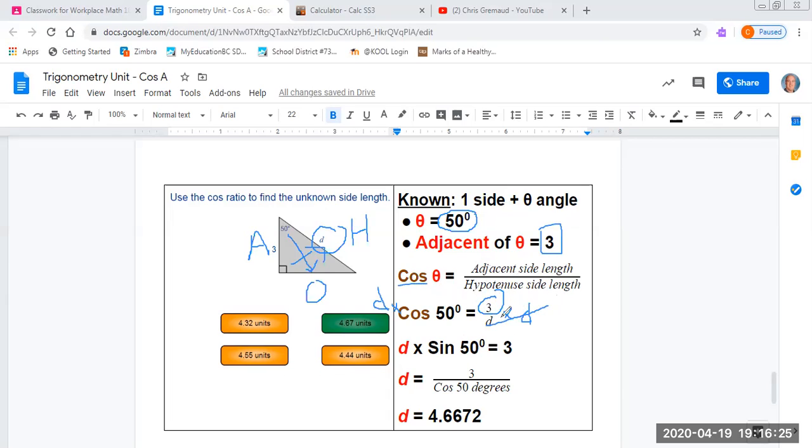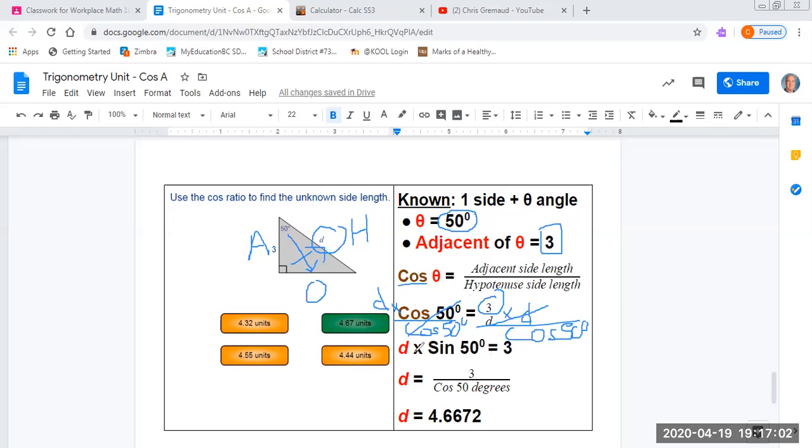We're going to multiply by D on both sides. This will cancel out these 2 D's, and we have D times cosine of 50, but we want D by itself. So to get the cosine of 50 over on the other side, we have to divide both sides by cosine of 50. That's why we end up with cosine of 50 on both sides, and that's why we end up with 3 over cosine of 50, because these cosines cancel out. 3 over the cosine of 50 degrees is going to be equal to D.